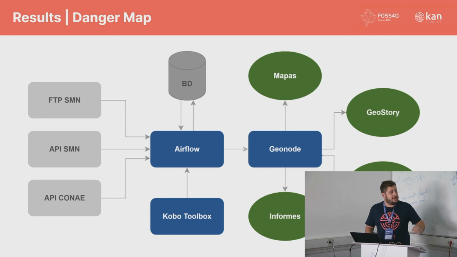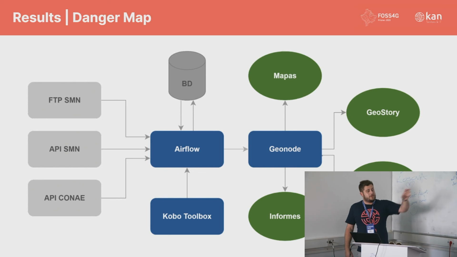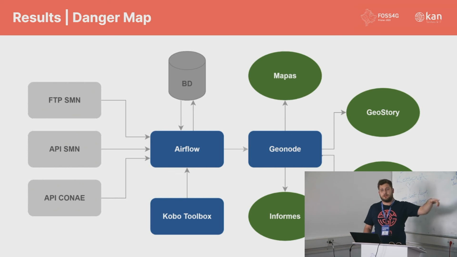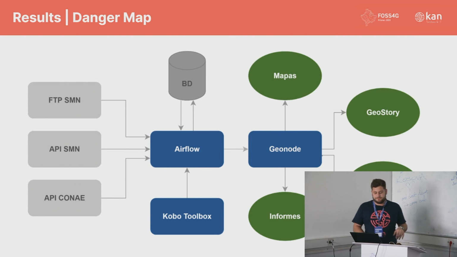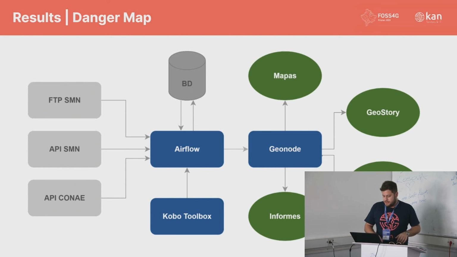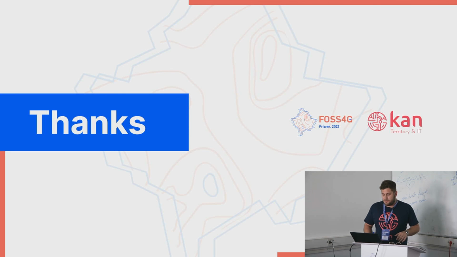And with this, they now can make this data public. So in Geonode, everyone can enter and see all of the data in Argentina. Well, it was very, very fast.